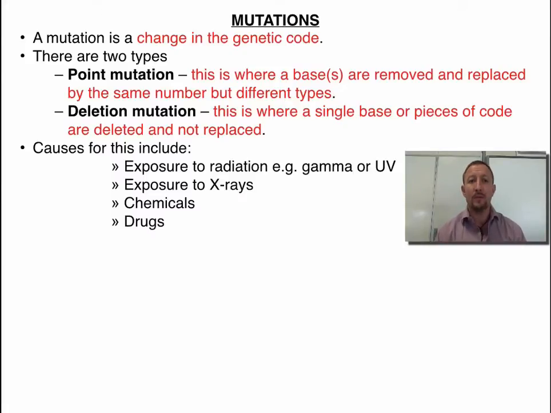Now, we've got two main types of mutations. We've got something called a point mutation, and we've got a deletion mutation. Basically, a point mutation is where the bases, the adenine, thymine, cytosine or guanine, swap for something else. It could be a single base which is removed, or it could be a whole number of bases which are removed and a new lot is put in. As I said to you earlier, if you change the base or the codon configuration, you're going to change the amino acids that are pulled into the protein chain.